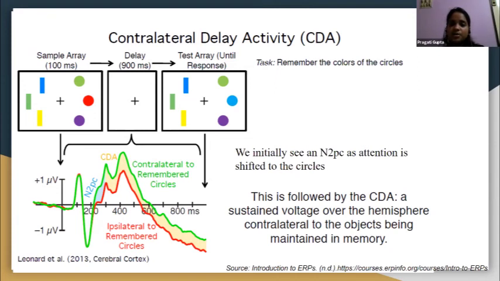So N2pc is for when the stimulus is actually present, and CDA is for after the stimulus isn't presented and the next test is shown. That period we see the contralateral delay activity. That is the maintenance for the working memory task.